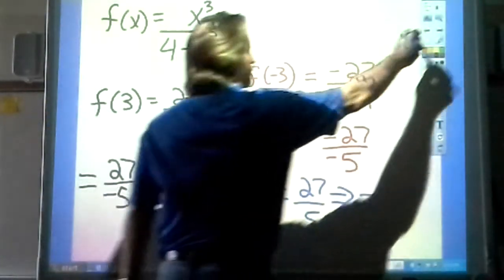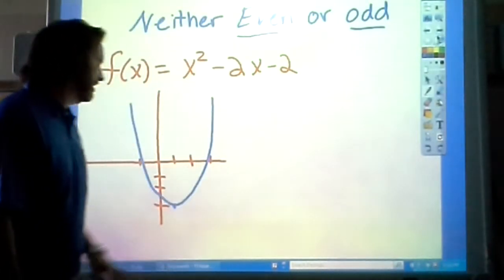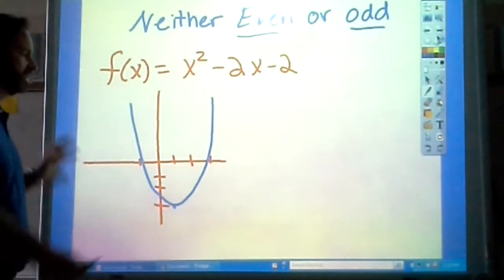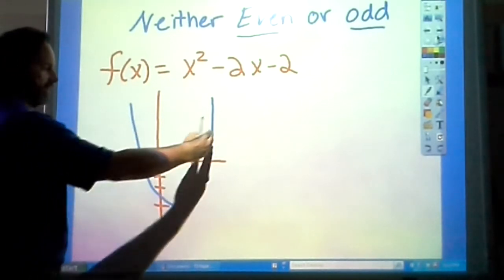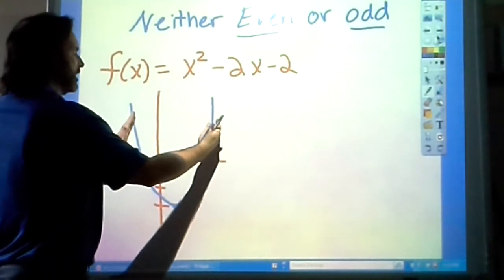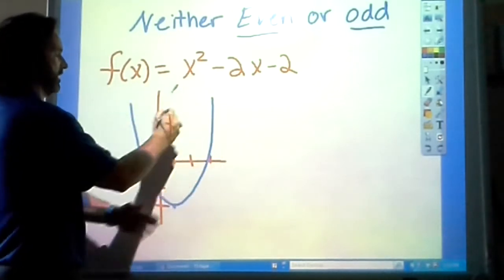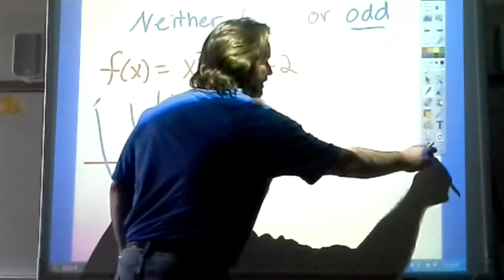Our next problem is going to be neither even nor odd. Here's x squared minus 2x minus 2, and I kind of drew the graph for you. Notice, it's a parabola, but is it symmetric about the y-axis? No. This side is much different. If you flipped this around, if you reflected it, it would look something like this. So it's not symmetric.